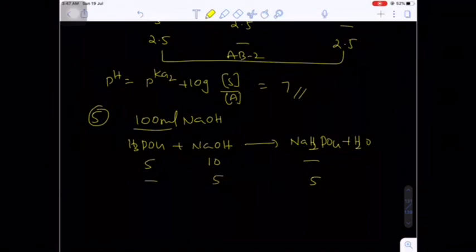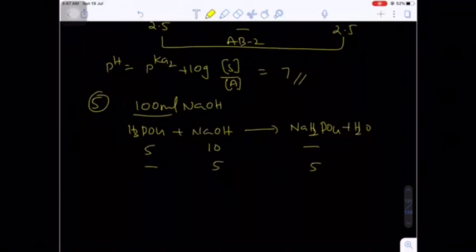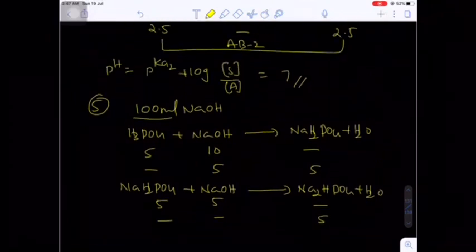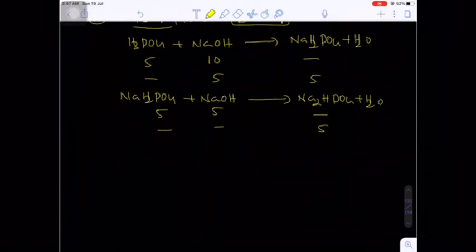Now here what happens? 10 millimoles of NaOH, only 5 millimoles of phosphoric acid. So you will get 5 millimoles of sodium dihydrogen phosphate and 5 millimoles of NaOH present in the mixture. Are you getting my point? Now sodium dihydrogen phosphate plus sodium hydroxide, both are limiting reagent, so both are completely consumed. You will get disodium hydrogen phosphate. Salt formation occurs. So 5 millimoles completely reacted and 5 millimoles of salt will be formed.